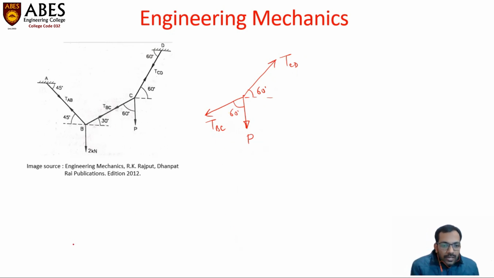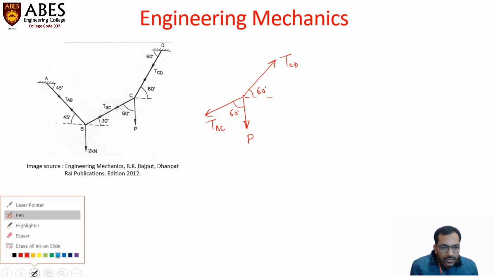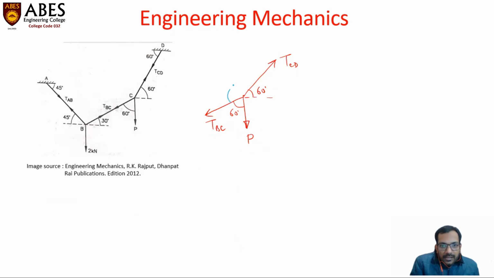But we need to calculate the intermediate angles first. So how to calculate the angle between TBC and TCD? We can calculate it very easily. If we produce this dotted line in the back side, this angle becomes 30 degrees, 90 minus 60, that is 30 degrees.